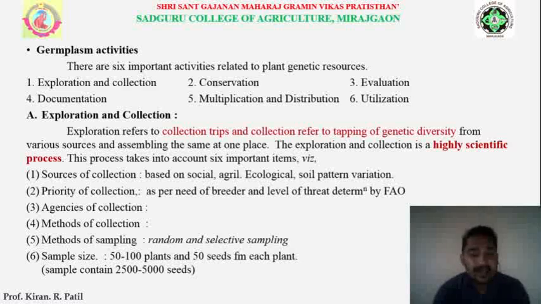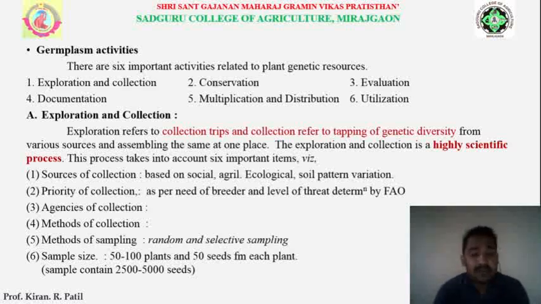Then next is the agencies of collection. It can be collected by different agencies: from students, colleges or research stations, or an individual breeder can collect it. Then the method of collection. There are different methods of collection. Then the method of sampling. There are two methods of sampling: one is random sampling and the second is selective sampling.